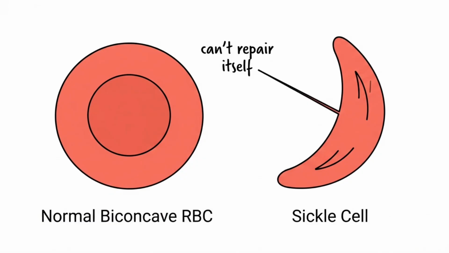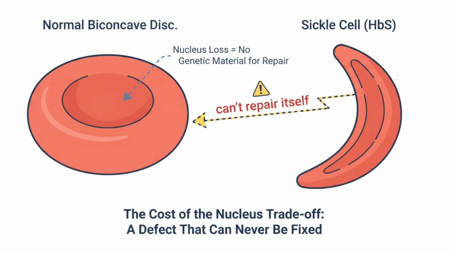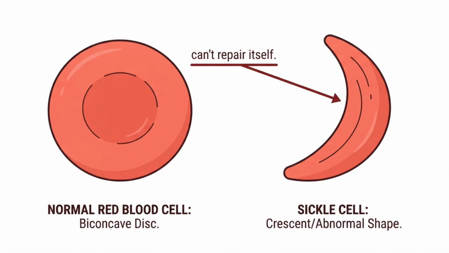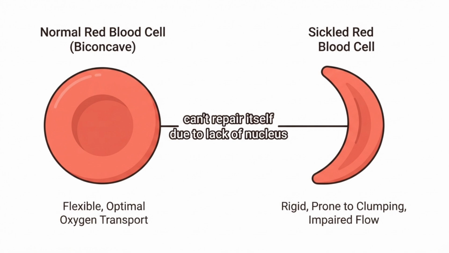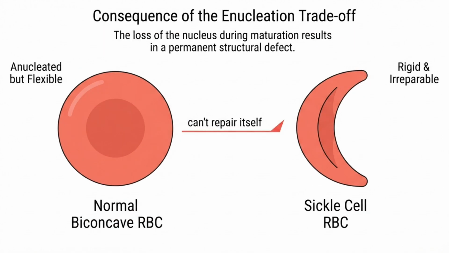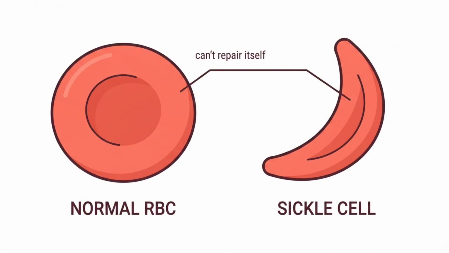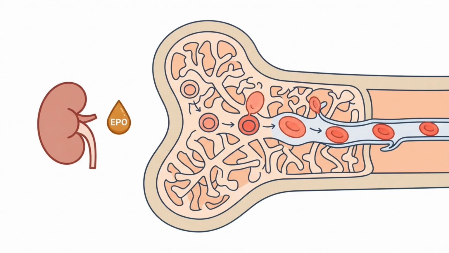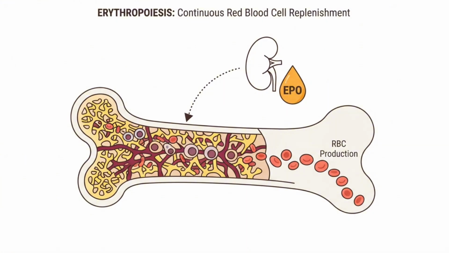A truck that can carry more cargo than almost any other cell in the body, built by giving up the one thing it would need to fix itself. New red blood cells are manufactured continuously inside the spongy bone marrow of the ribs, spine, and hips, in a process called erythropoiesis that's regulated by a hormone called erythropoietin, released by the kidneys whenever they detect falling oxygen levels. The same hormone that has been abused by endurance athletes seeking an artificial boost in oxygen-carrying capacity.